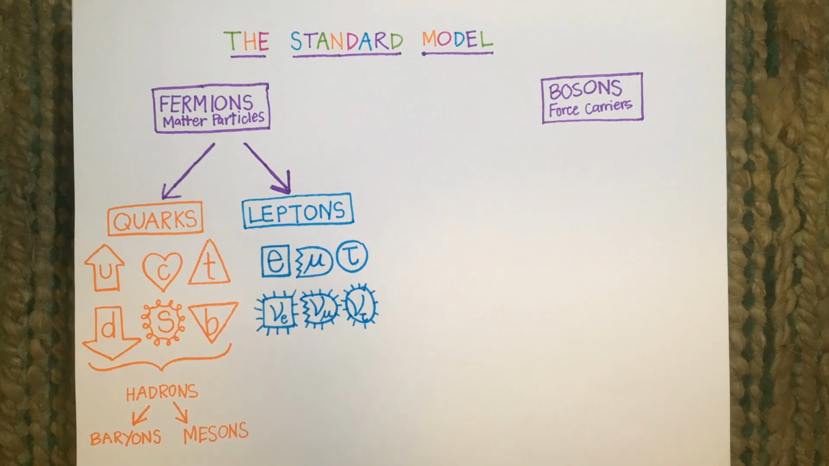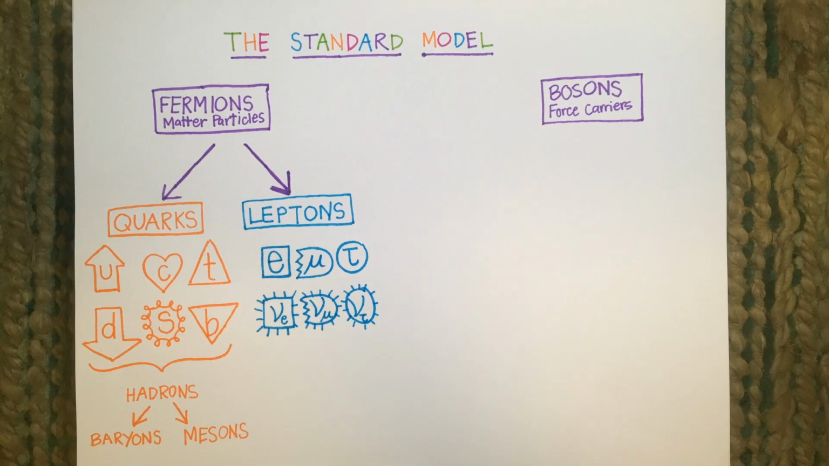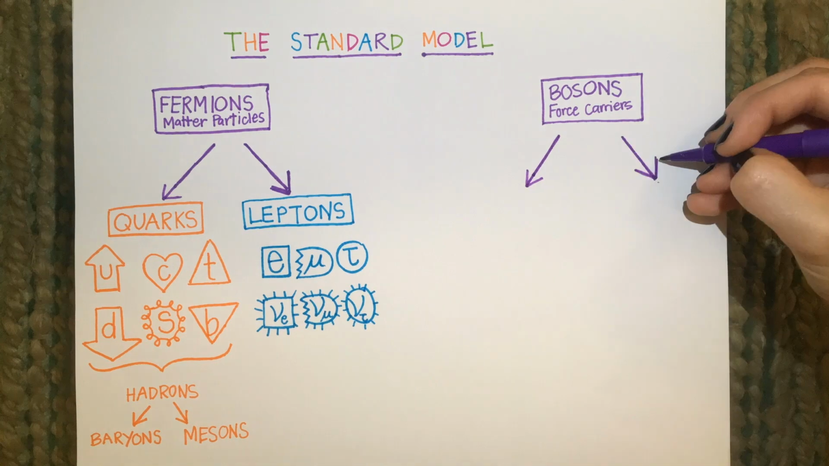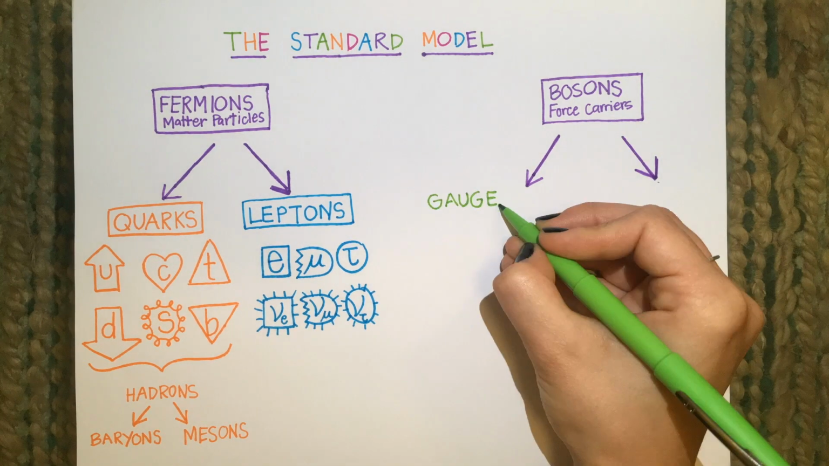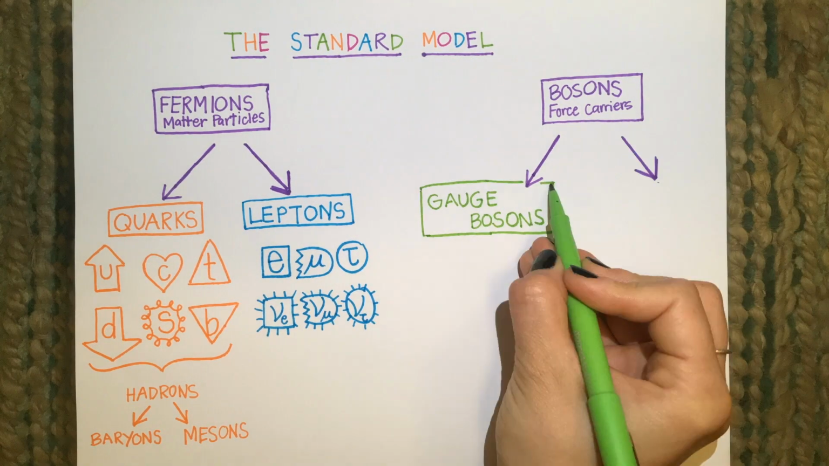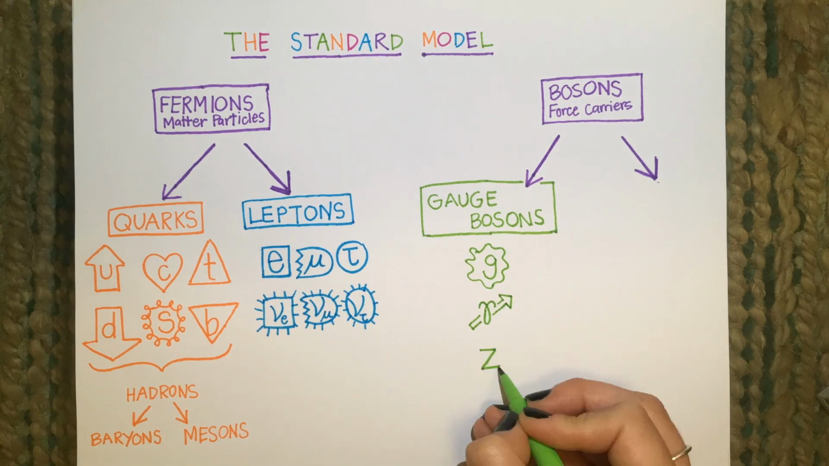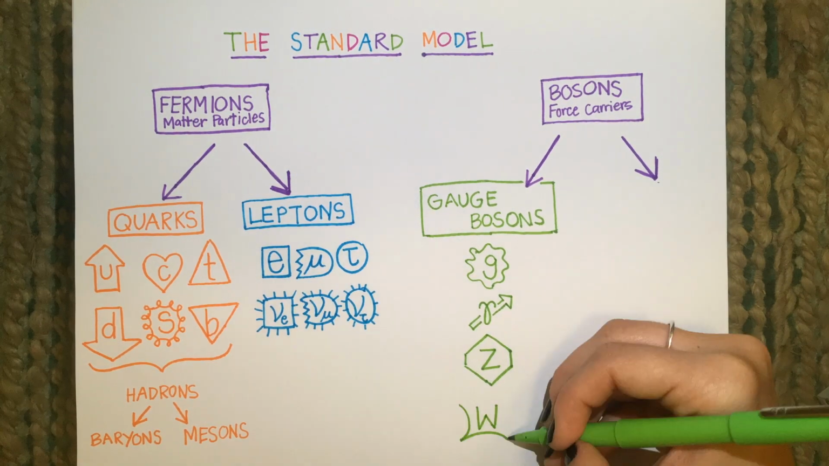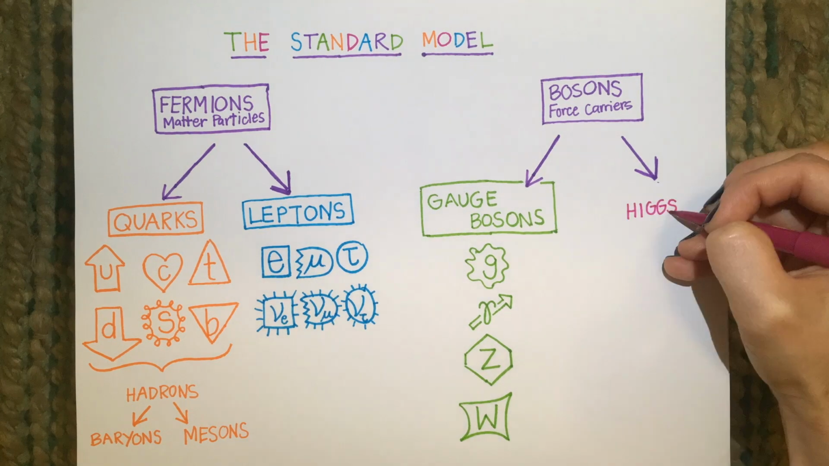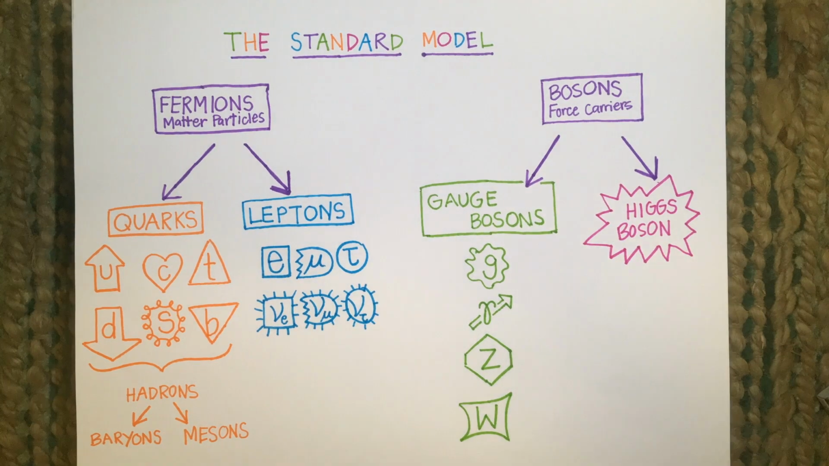Let's now shift our focus to the right side of the paper, so we can look at bosons, also known as force carriers. Bosons are split into two categories as well. The first category is gauge bosons. In this category is the gluon, the photon, a Z boson, and a W boson. And then in a category all its own is the Higgs boson.